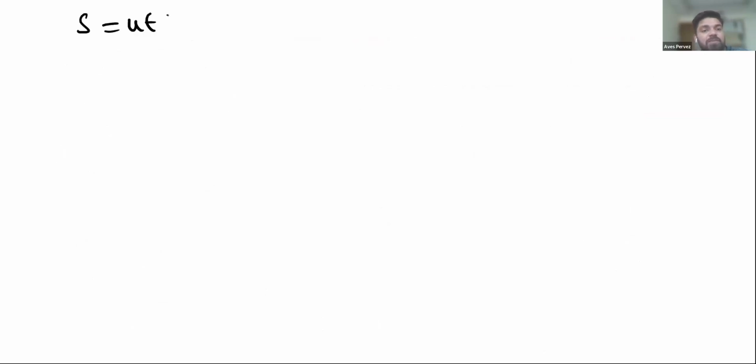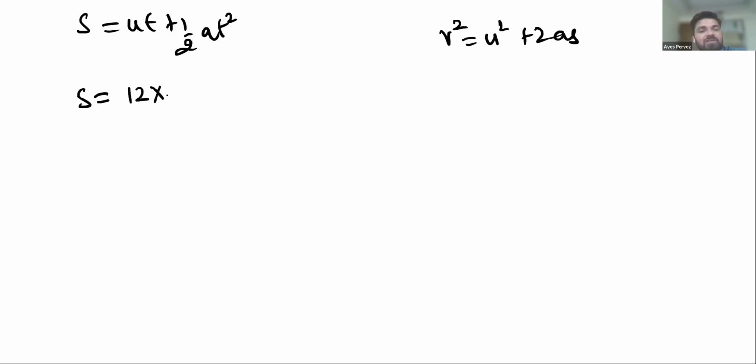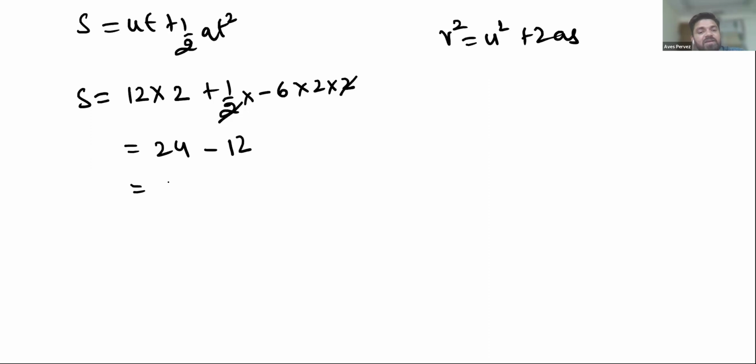S is equal to UT plus half AT square, because S is present in this equation, and V square is equal to U square plus 2AS. Okay. So S you need to calculate. You can write the initial velocity as 12 into 2, plus half into acceleration, which is minus 6, into 2 into 2. So the 2s will cut, you will get 24, and this 2 and 2 will get cut. You will get plus, minus of 12. You will get 12. This is S, 12 meters.